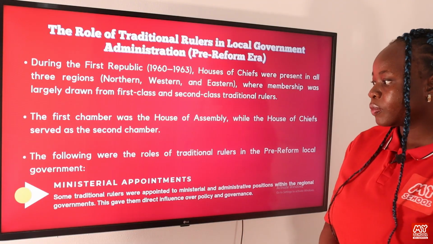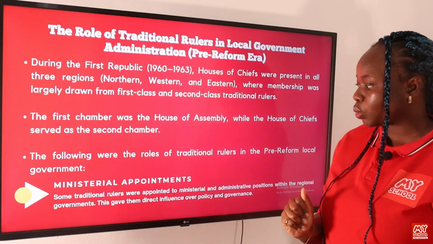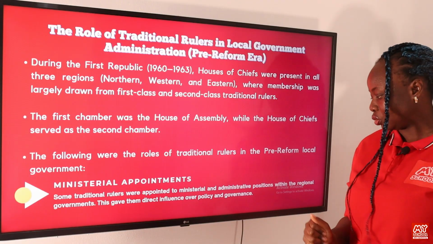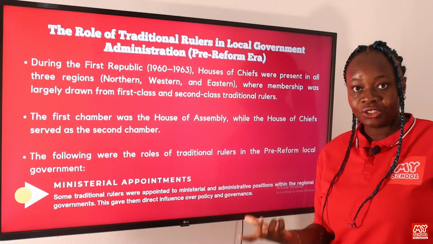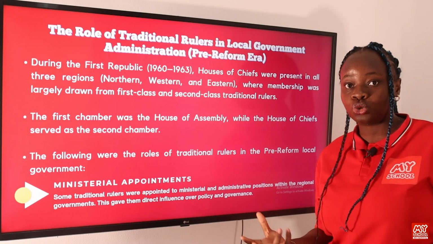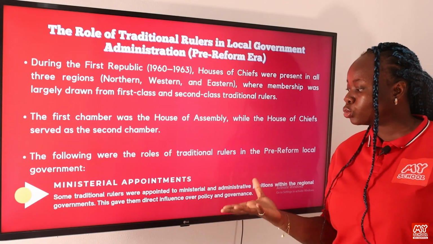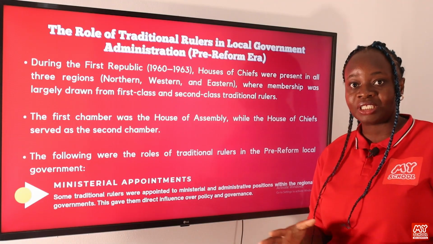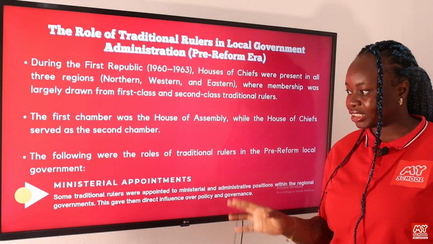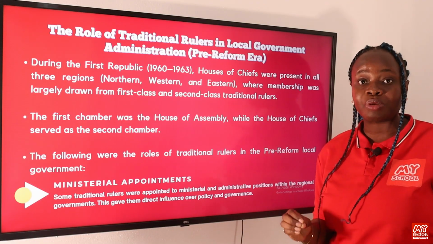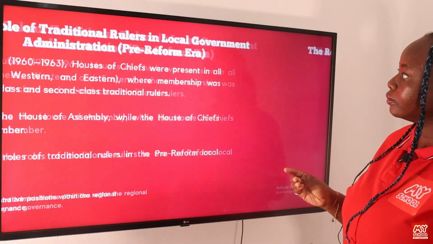First of all, they became ministerial appointees. So some traditional rulers were appointed to ministerial and administrative positions within the regional governments. This gave them direct influence over policy and governance. You can see that the traditional rulers at this time were allowed to make and enforce laws within the society. They were appointed as ministers in the sense that they were able to make policies and implement policies within their various departments. Then they were also given power to make laws within the society. But first of all, these ministerial appointments allowed them to make and implement policies within their communities. Let's move on to the next slide.